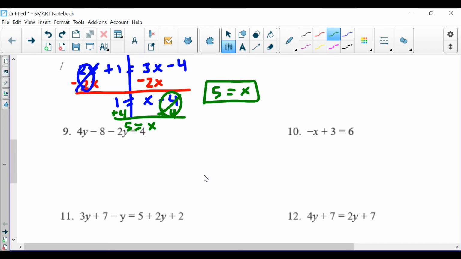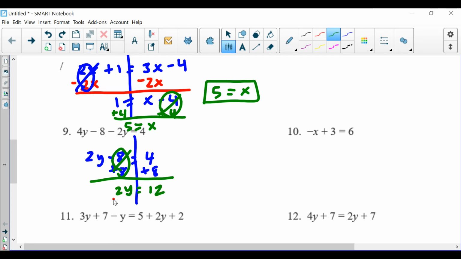Continuing on, here we go, number 9. We are going to again split. Notice what we have in common. We have like terms, 4y minus 2y. That's 2y. 2y minus 8 is equal to 4. Then we're going to eliminate that minus 8 by doing the opposite, which is adding 8. This becomes a 0 pair. We've got 2y is equal to 4 plus 8, which is 12. Then we divide both sides by 2, and y is equal to 6.